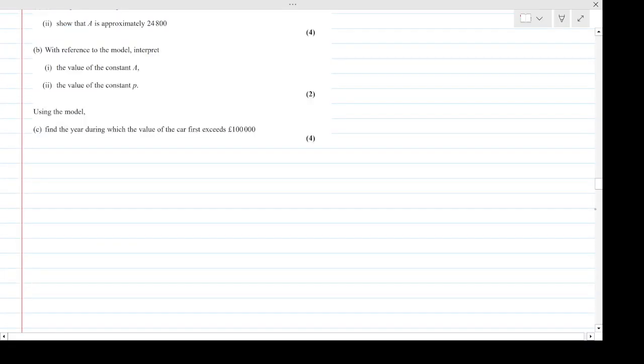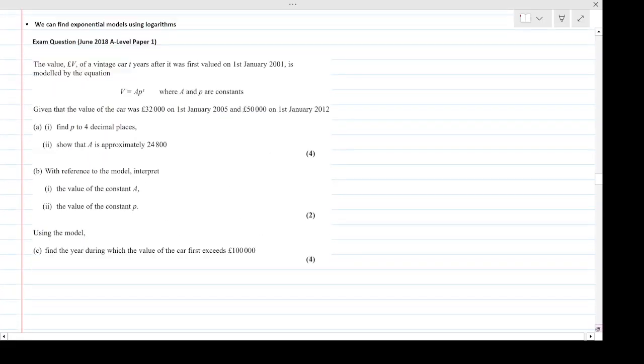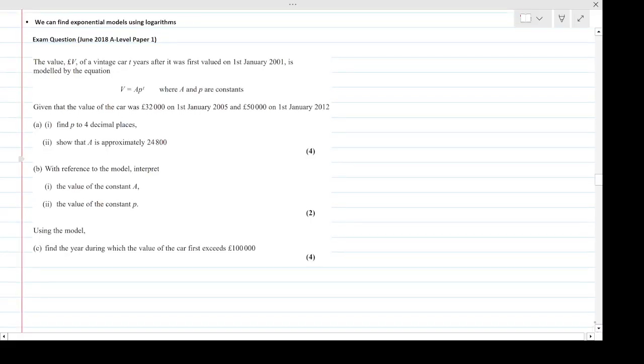Okay, we're going to finish off with an exam question, and actually, we can deal with exponential models with logs, so we can find missing values with logs and work with logs in more detail. So here I'm told the value of a vintage car, in pounds, which is T years after it was valued on the 1st of January 2001. So the value is modelled by V is A P to the T. Right? That's my model, so V in terms of T.